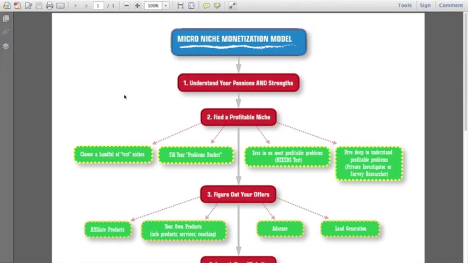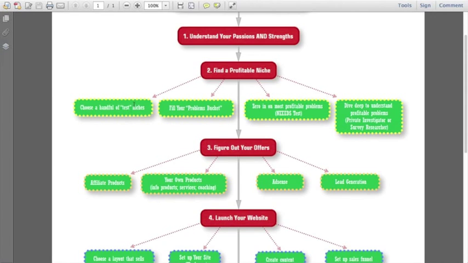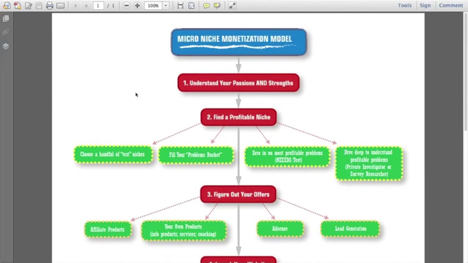So the second thing is finding a profitable niche. And actually, let me just go through this. I realized I was supposed to go through this at a high level first and then get into it. So we've covered number one, understand your passions and strengths.